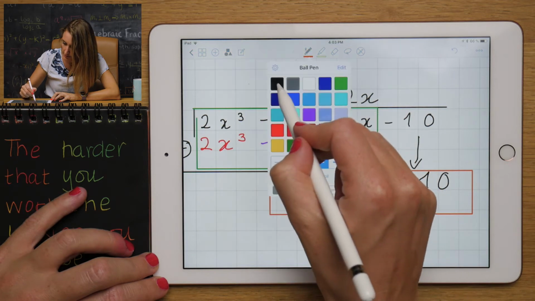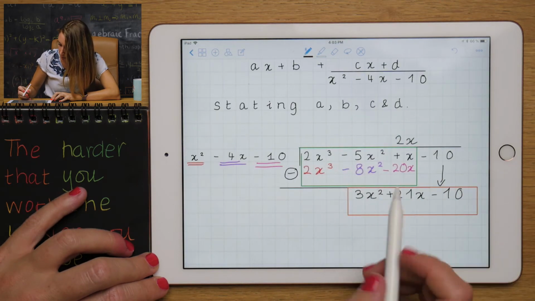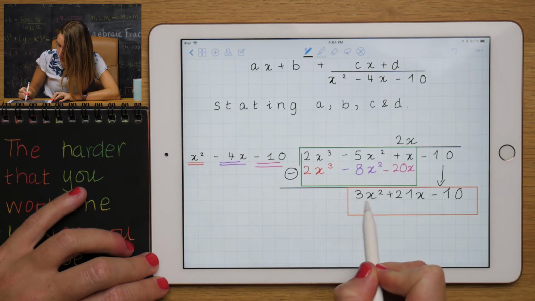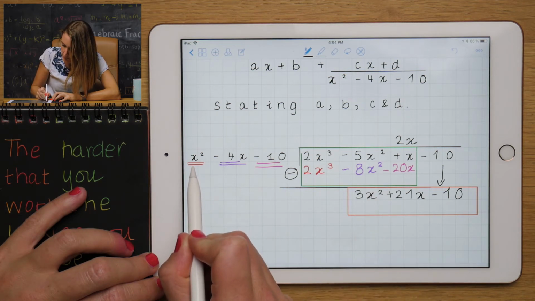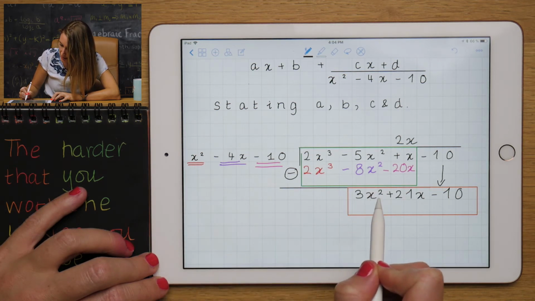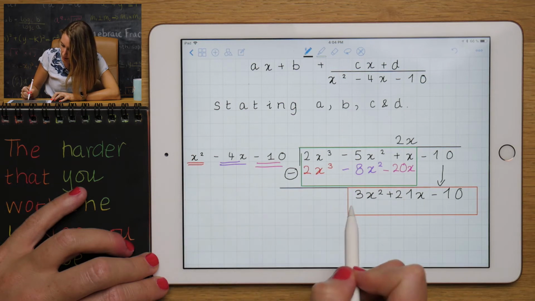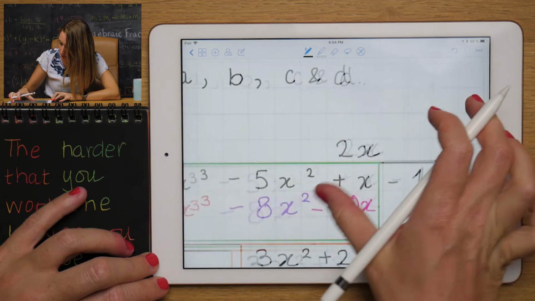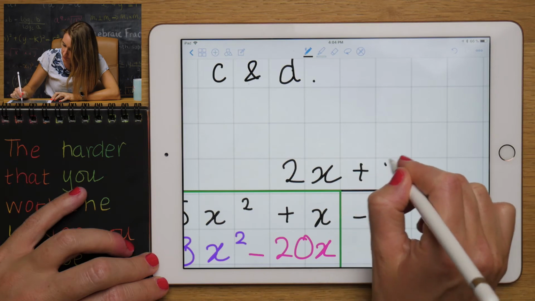Now we're going to repeat the process again. We're going to say the top left-hand corner of the box gets divided by the first one. Always the first one here. So 3x squared divided by x squared gives me 3. So I'm going to write that up here, plus 3.